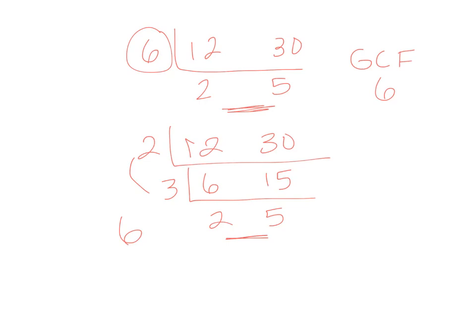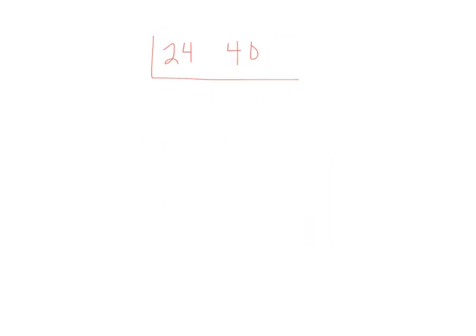Alright, let's try one more. So let's use the birthday cake method to find the greatest common factor of 24 and 40. So let's just start out real easy. Let's say you can identify that 2 goes into both of them. 2 goes into 24 12 times. 2 goes into 40 20 times.